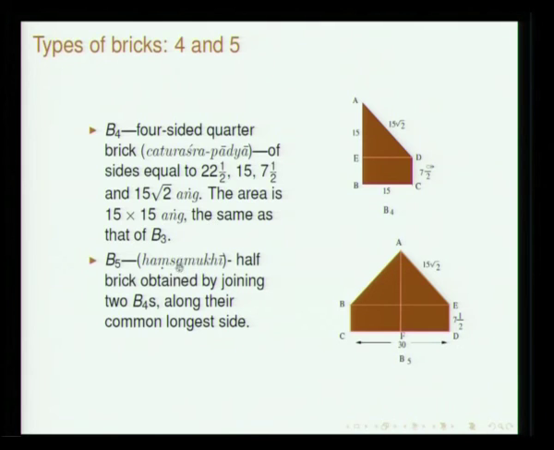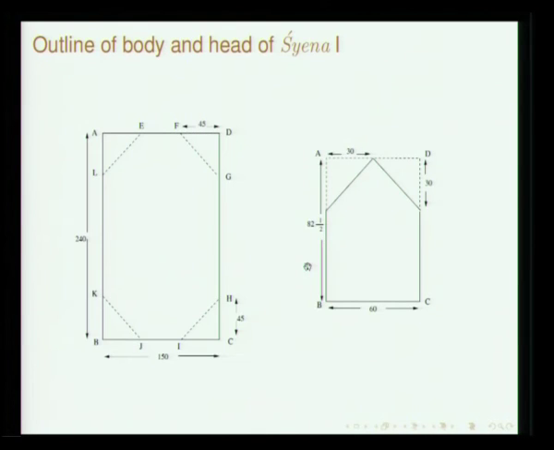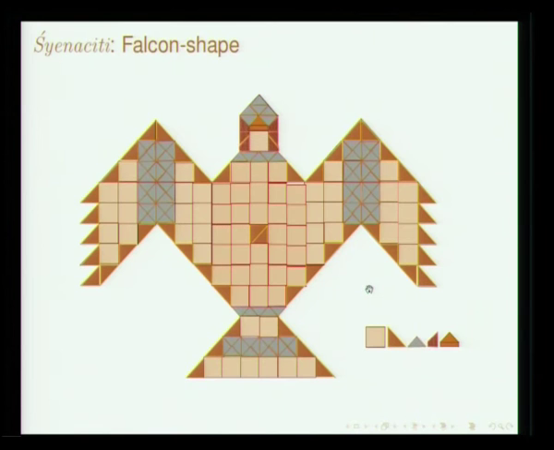This B5 is called Hamsa Mukhi, as you can see. Now slowly you can see, this is the body of the Shena and this is the head of the Shena. This is the Shenachiti, which is what was shown earlier. This is the head, this is the body, this is the wing, and this is called the tail. It is made up of basically 5 types of bricks.